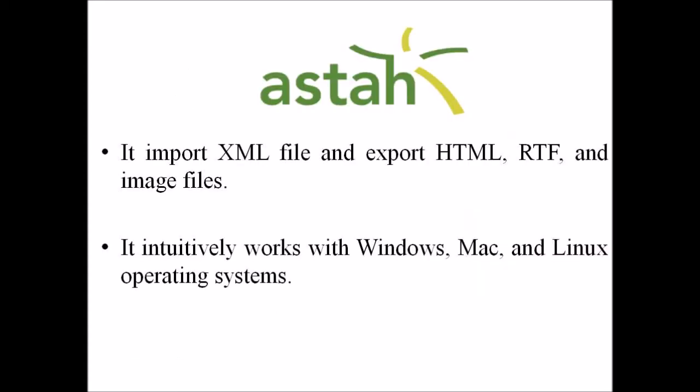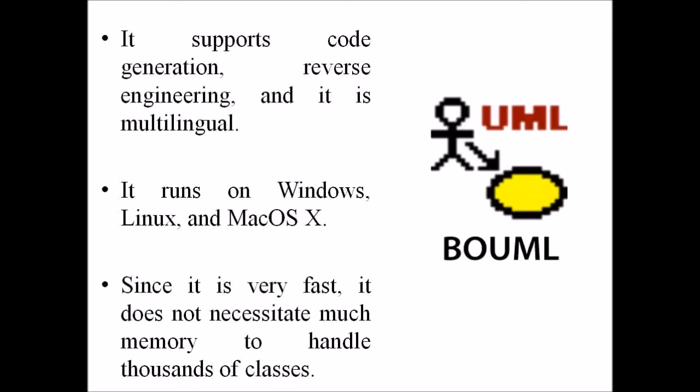When it comes to the 12th one, it is Asta. Asta, which was previously known as Jude, that is Java and UML Developers Environment, is a UML modeling tool, and it imports XML files and exports HTML, RTF and image files, and it intuitively works with Windows, Mac, Linux operating systems.